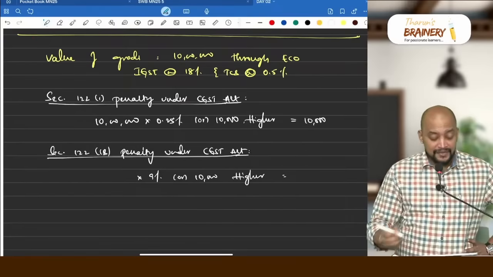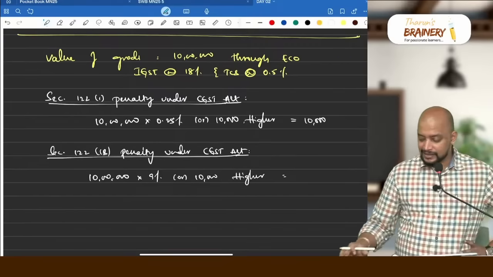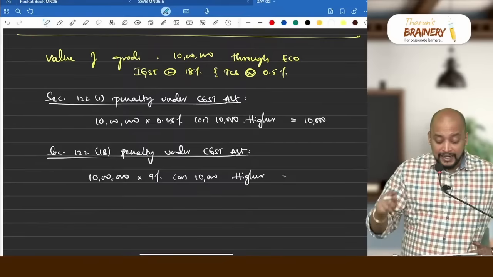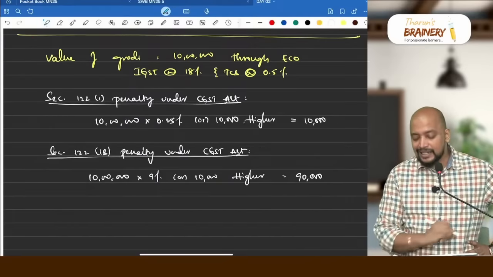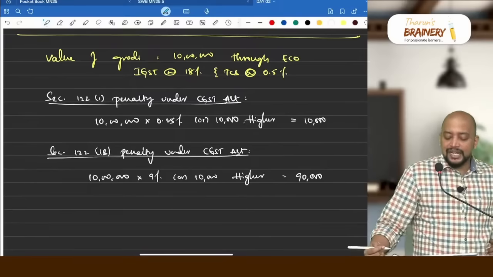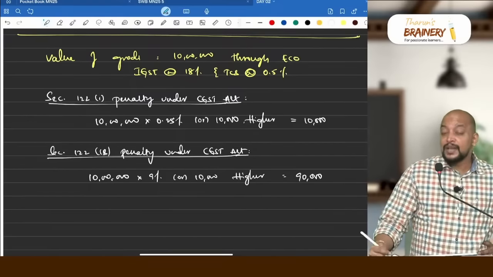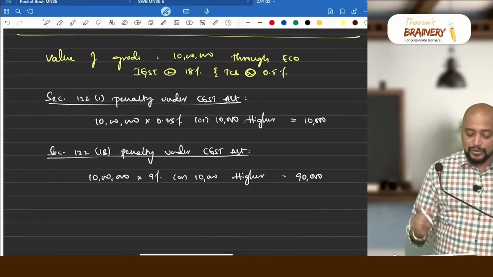You understood? Whereas here 122 1B, 10 lakhs into 9%, 90,000 or 10,000, whichever is higher, 90,000. You got it? So there is a difference between the penalty under 122 subsection 1 and 122 subsection 1B. Please appreciate this difference. In exam, definitely there is a chance that you may go wrong.